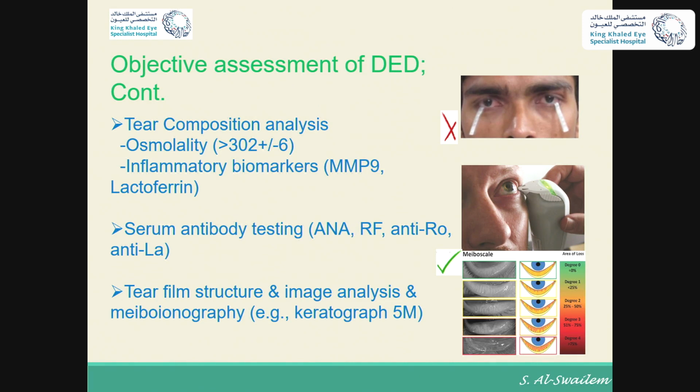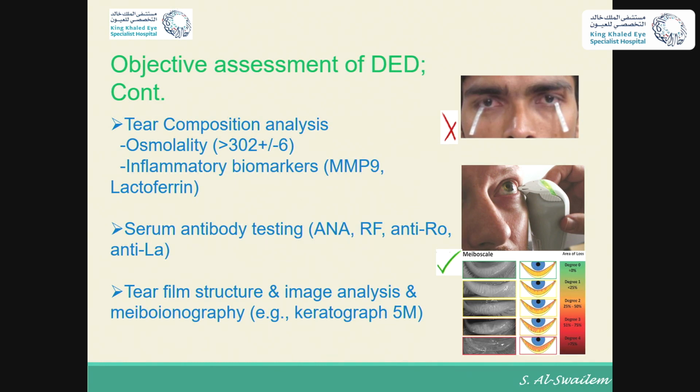Okay, so they're not using these stains anymore. In order to diagnose, you really need to confirm that there is an increment in their tear osmolarity. If it is more than 302, plus or minus 6 standard deviation, this indicates that the patient is having dry eye disease. So I need to be careful about it. It's not stain anymore, it's not Schirmer test anymore, it is the tear osmolarity.